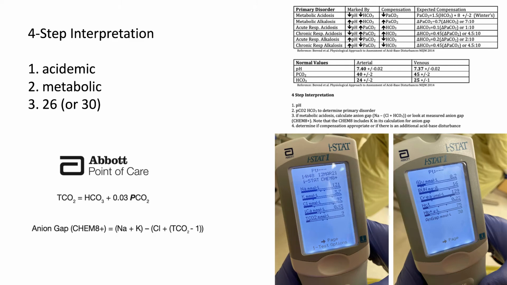So if you got a Chem 8 in this patient before you got a CG4, you would already know the patient has a metabolic acidosis. You don't know what the compensation is like, you don't know what the pH is like, but you know their bicarb is around 8, and that's low, and that's a metabolic acidosis.